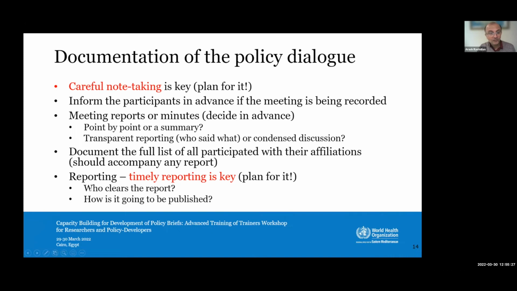So you need also to think of who is going to clear the report. The same issue that Mohammed mentioned. Is the Ministry of Health going to clear the report before being released? That might be the case. If that's the case, then what if the policy dialogue is against what they are going to say? So think about these issues.